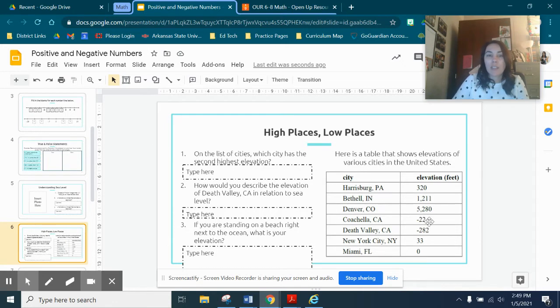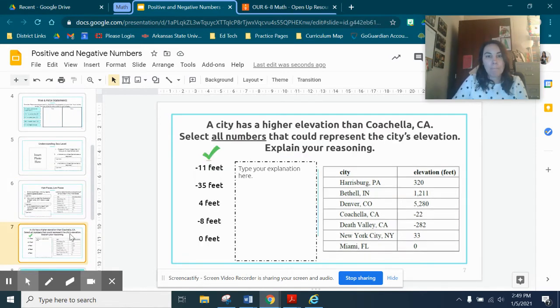Okay, so then you're going to answer these questions. We talked about this chart yesterday in our Google Slides. And so you're just going to go through and answer these questions about the elevations. Okay, on this one, the chart's still here to answer. This is just one question. It's not multiple questions. So it says, select all the numbers that could represent the city's elevation. Explain your reasoning. So I put this check mark here so that you can move the check mark. You can see, just like that, to put it beside the one.